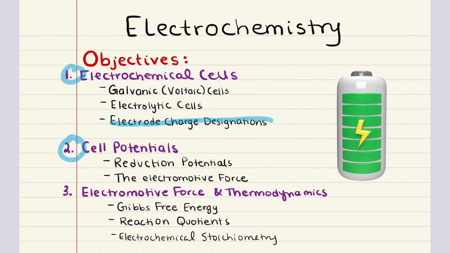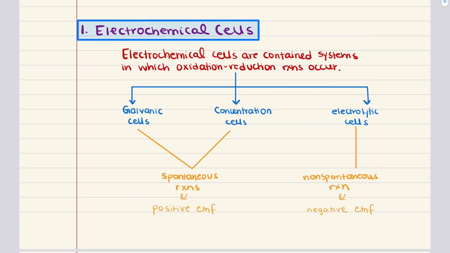Second, we're going to move into cell potentials. We're going to examine reduction potentials and the electromotive force so that we can have a clear understanding of how they influence cell performance. Last, this section will cover the relationship between electromotive force and thermodynamics, including Gibbs free energy and reaction quotients. In addition, we're also going to explore electrochemical stoichiometry. With that, let's go ahead and get started with our first objective.